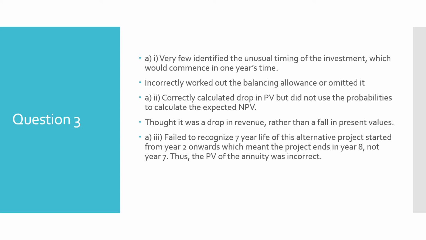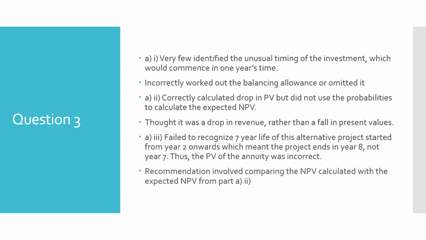And so that's why you have to be very, very critical in which year you are taking, because your annuity factor depends on that year, the alternative project. And the second mistake was that the recommendation involved comparing the net present value calculated with the expected net present value from part A, the second part. You need to compare. Most of them haven't compared.